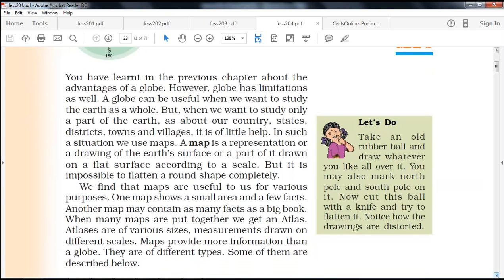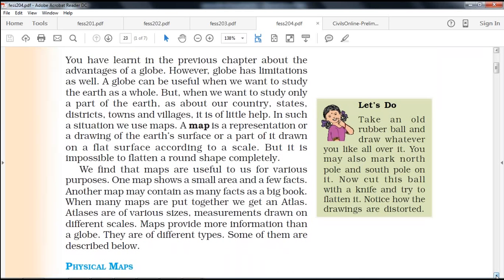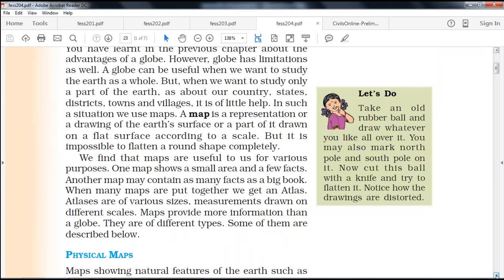A map is a representation or a drawing of the Earth's surface, and it is flat. It's not like a globe, not spherical, it is flat, like drawn on paper. And it is according to a scale, because it is not the actual surface, which might be very large compared to the map. The map represents a bigger place, so it should have a scale, a proportion in which the map represents the actual place.